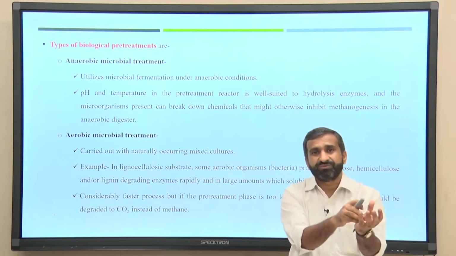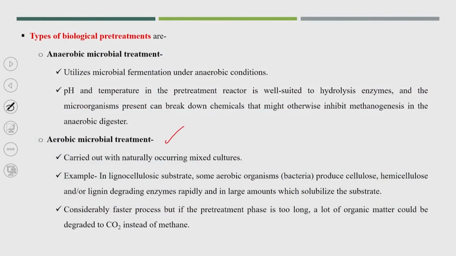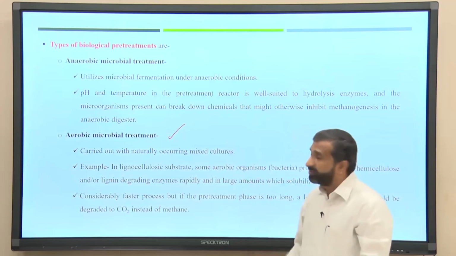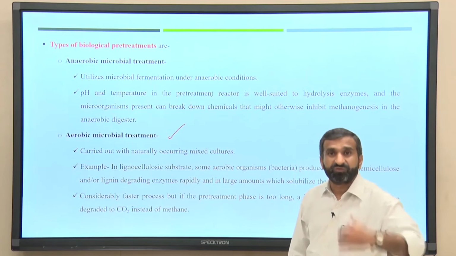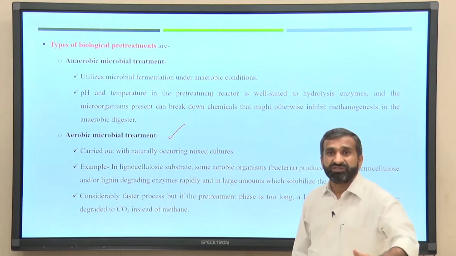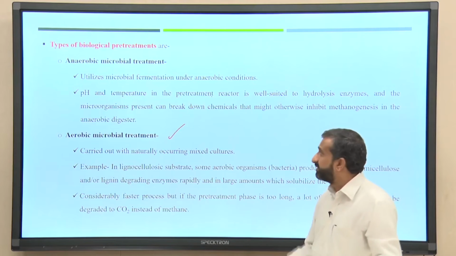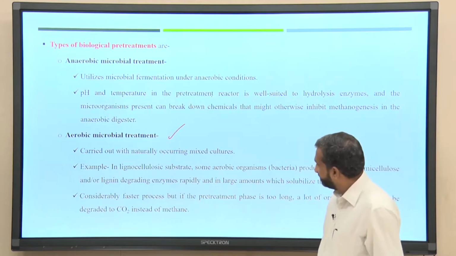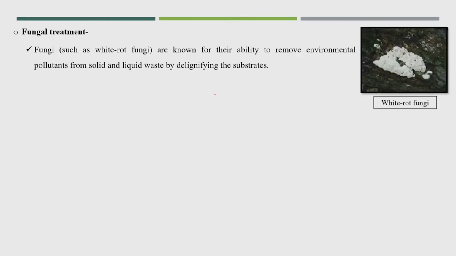So, this hydrolysis process could be aerobic, and obviously this aerobic microbial treatment is more beneficial than the anaerobic microbial treatment, because aerobic bacteria grow faster, and their degradation rate will also be far better than the anaerobic one. And fungal treatment is also possible, such as white rot fungi, which is a well known fungus.